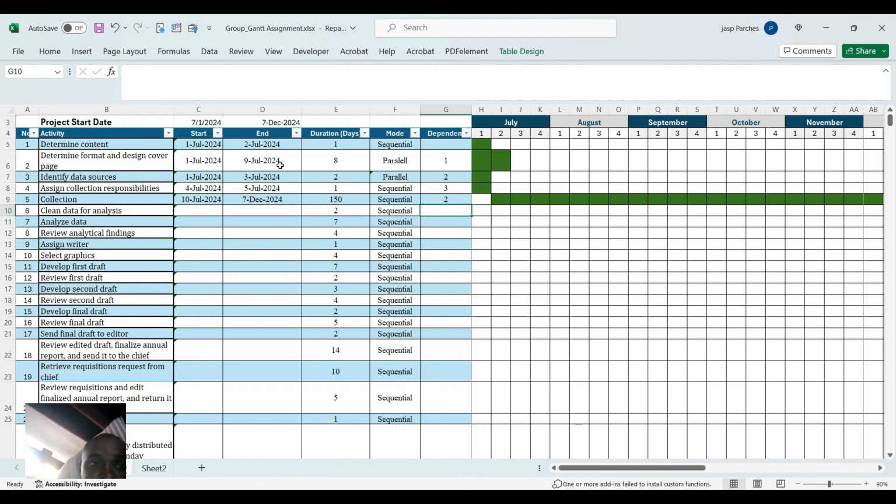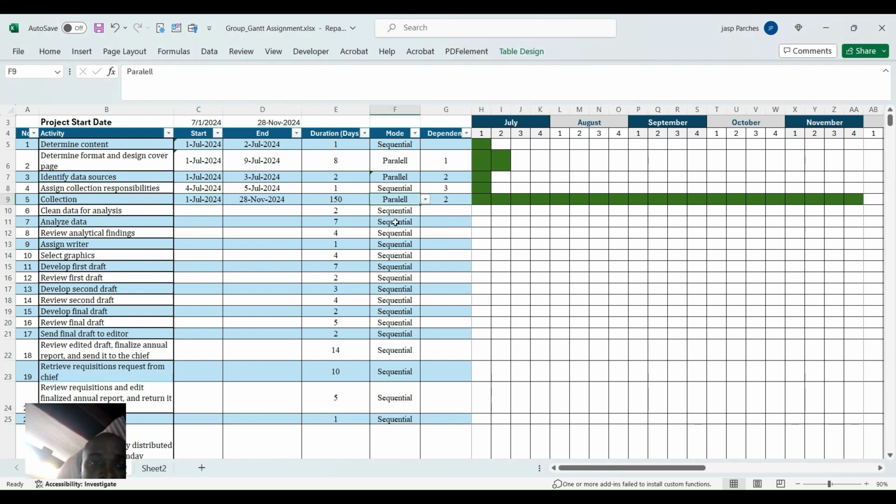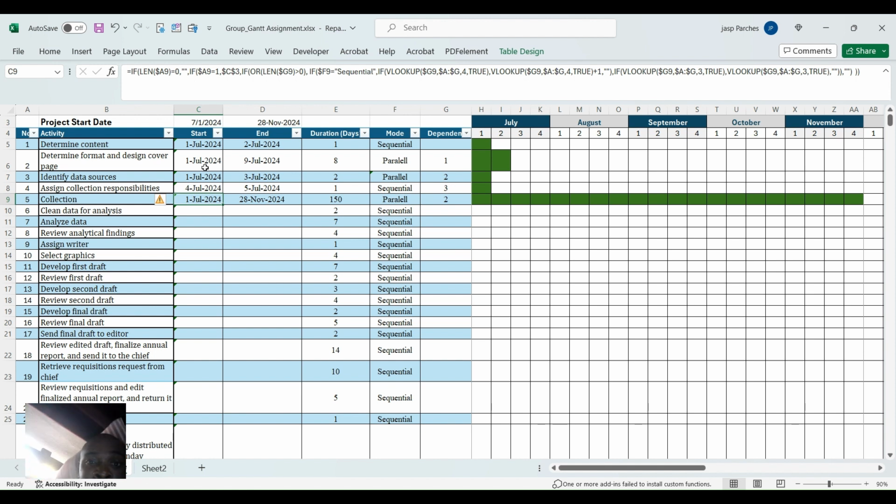So if you notice, this activity ends on the 9th of July, and this one now starts on the 10th, the day thereafter. Now, if we were to say that it was in fact parallel, note the behavior. Now, this item shifts to start on the 1st of July. So it runs in parallel with the second activity which it references. So it's very important that we understand what is parallel versus what is sequential, as this will determine the behavior of the activity on the chart.